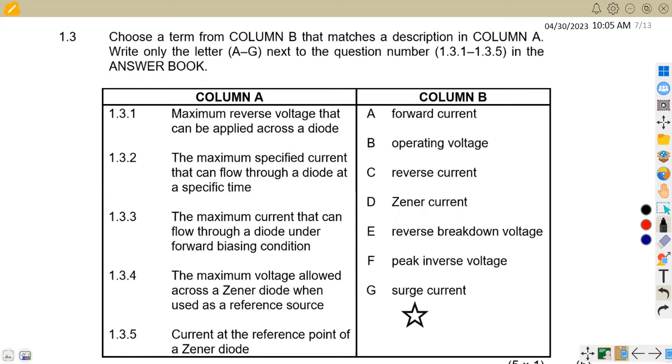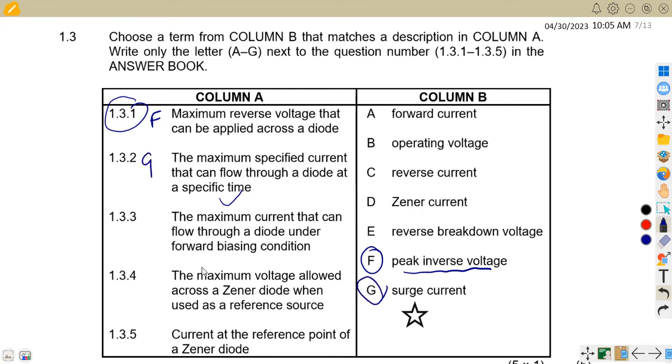We are given, choosing from the term in column B, the one that matches the description in column A. On 1.31, maximum reverse voltage that can be applied across a diode. What is the maximum reverse voltage? This one is the peak inverse voltage, which is F. The maximum specified current that can flow through a diode at a specific time. This is the surge current, which is G.